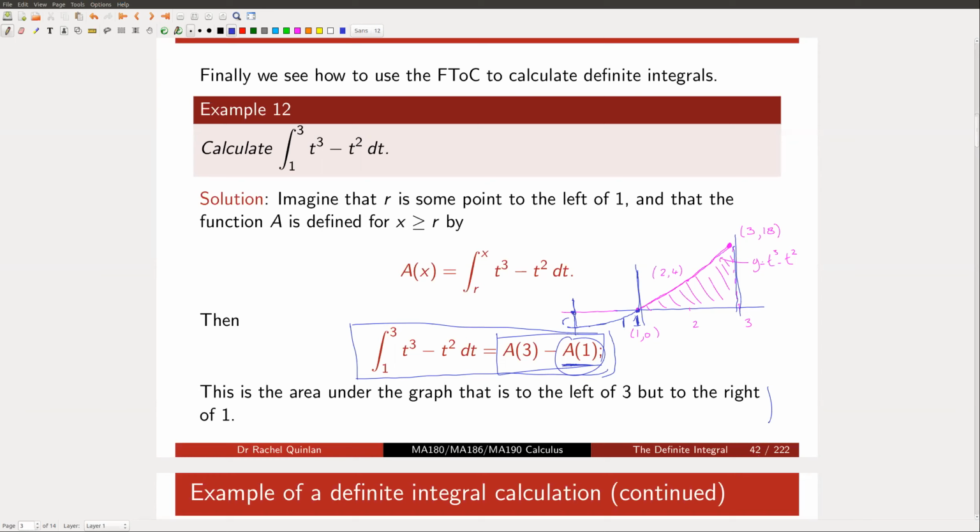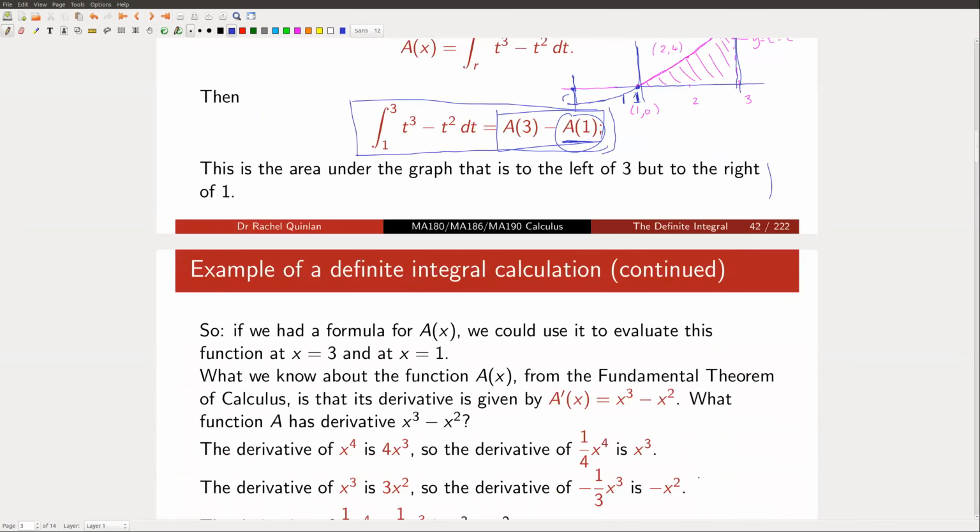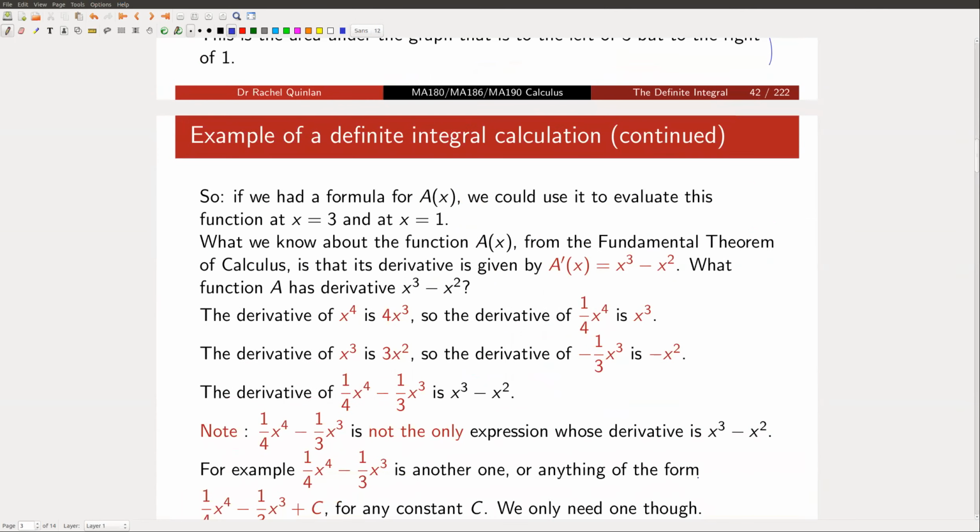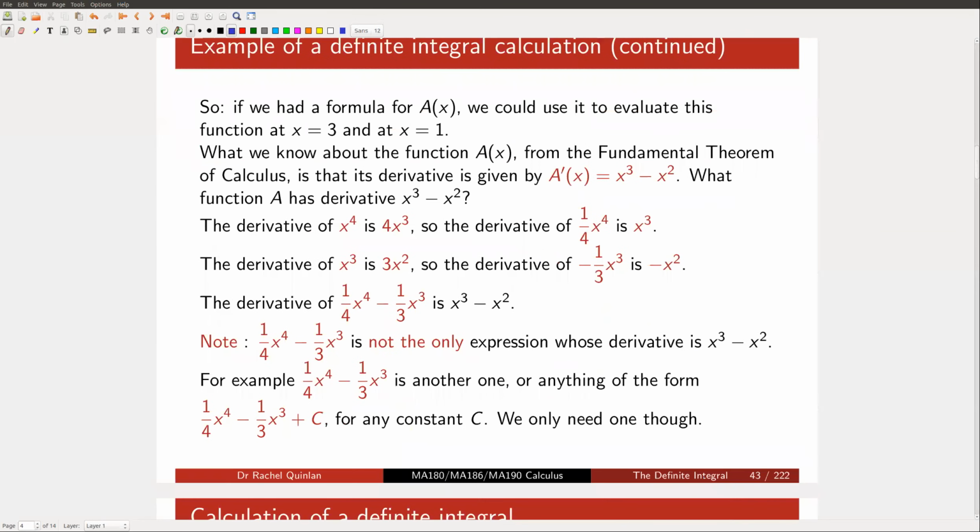Okay, so it should be that difference. Okay, that's fine, but great. We don't know how to compute A of 3 or A of 1, so how are we going to do this? Well, what we do know about A is its derivative. If we had a formula for A of x in terms of x, we could use it to evaluate A of 3 and A of 1, and that would be it, we'd be done.